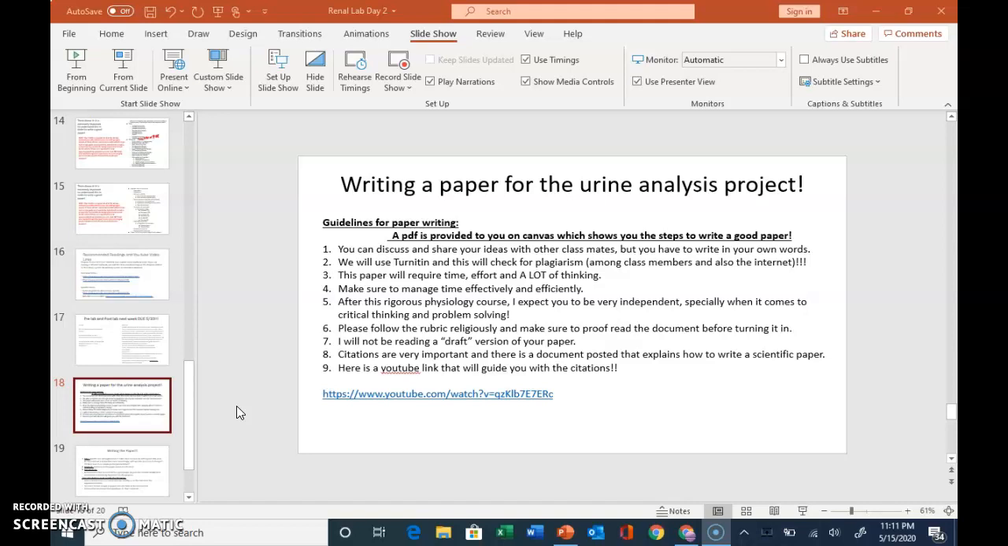And at this point of the semester, you have mastered so much, right? Physiology was all about putting the puzzle together. So I expect you to be very independent, especially when it comes to critical thinking and problem solving at this point. Please follow the rubric as I mentioned before, and you will have to turn in the document to Turnitin. I will not be reading a draft version of your paper. Citations are very important, and there is a document posted that explains how to write a scientific paper. Here is a YouTube link that will guide you with the citations.